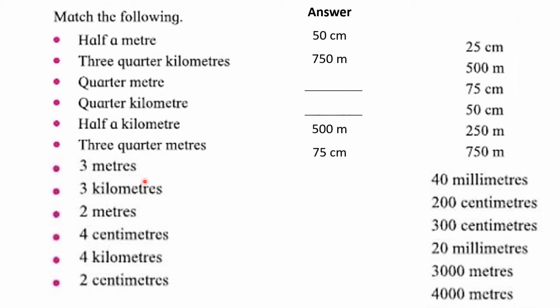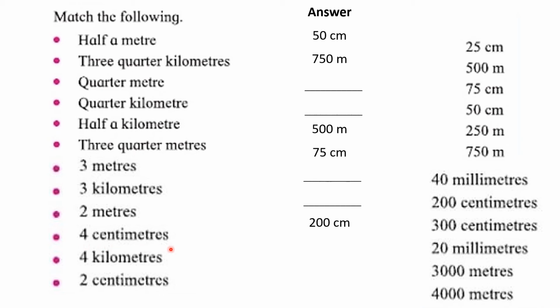3 meters. 1 meter is equal to 100 centimeter. So 3 meter is equal to 300 centimeter. Same way, 3 kilometer. 1 kilometer is equal to 1000 meters. So what will be for 3 kilometers? 2 meters. 1 meter is equal to 100 centimeter. So 2 meter is equal to 200 centimeter.